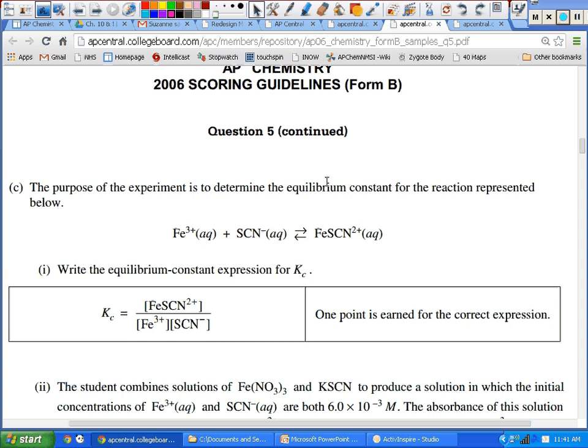Kc, what is different between Kc and Kp? The brackets. If you put parentheses here, would you have earned the credit? No. They would mark it wrong if you put parentheses. Did anybody do that? Good. Yes, ma'am. Okay.